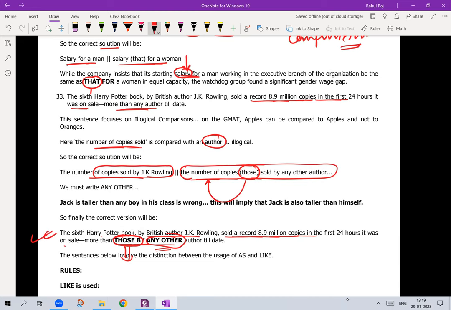More than that of any other authors. More than those by any other author. Yeah, that will imply those of other authors. Yeah, that can be fine. That can be 100% fine. But this number of copies reference should go back to something now. Okay, that's the priority. For sure, because that is what we are trying to compare. Got it.